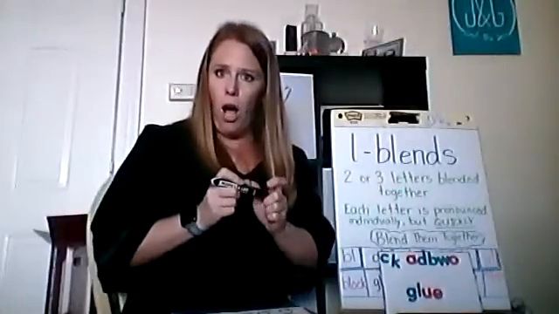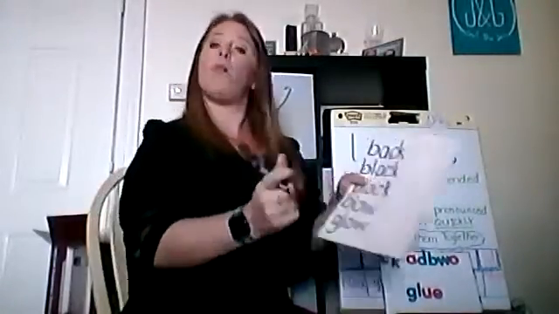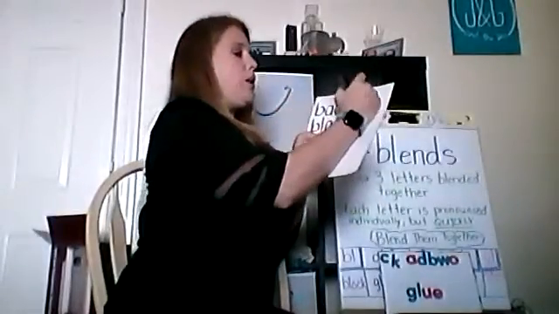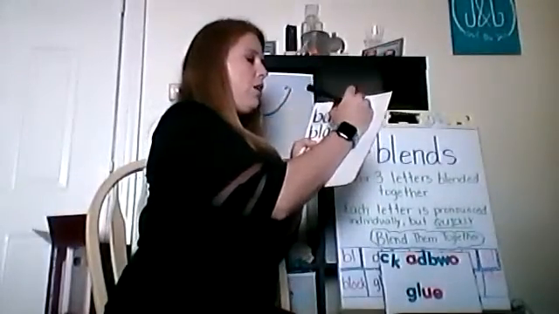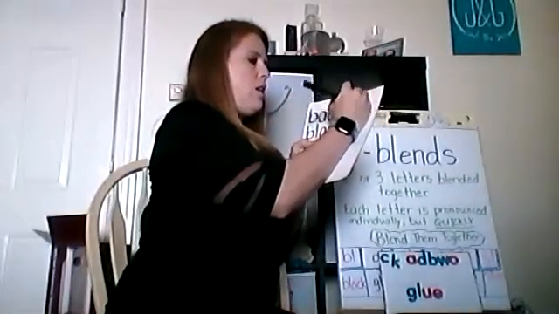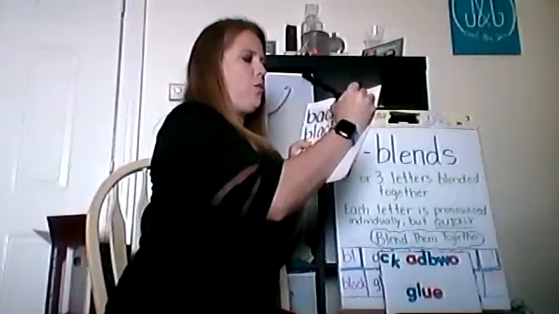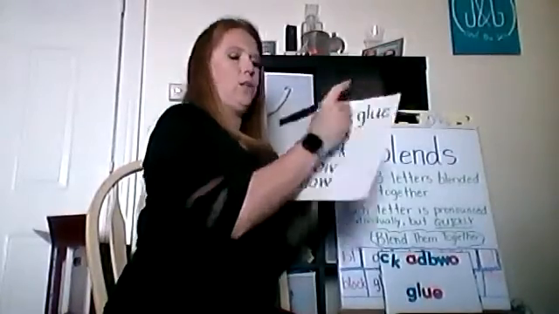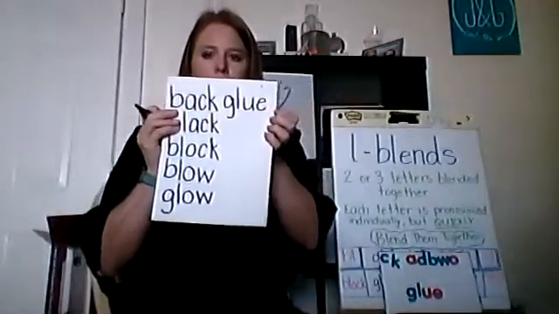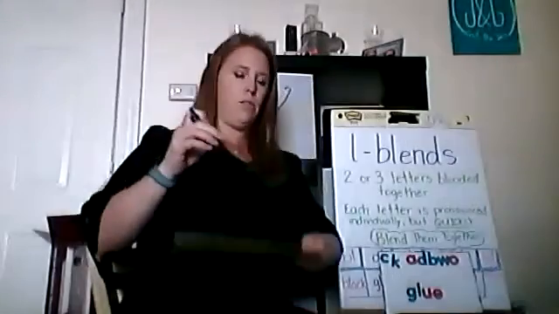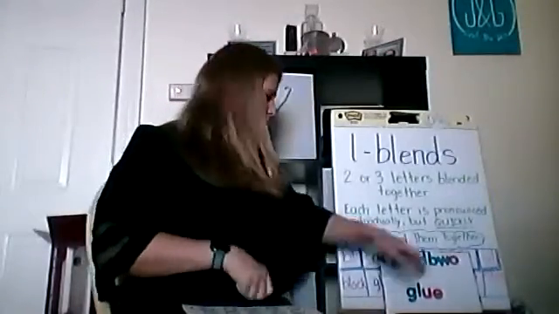Glue. So I'm going to start a new column on my paper, and we're going to write our word as we sound it out. So gul is GL. Gul. And then ooh, U-E, glue. Good job. Okay, so we're going to move on to our next word here.